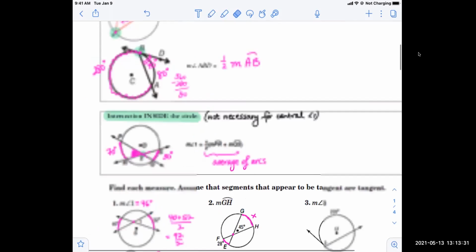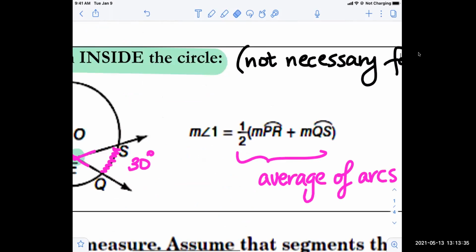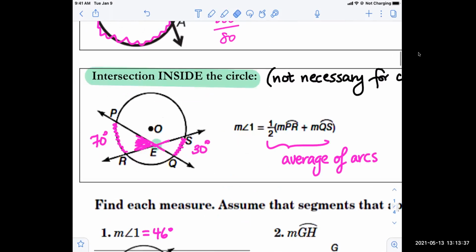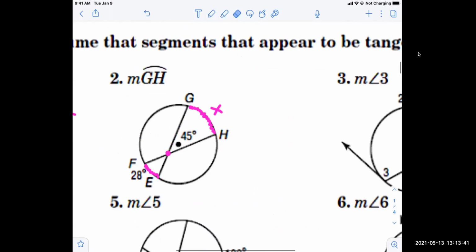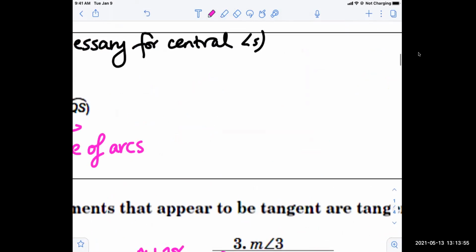So when the vertex is inside the circle, you do what? Okay. Yeah, so it'll be average the arcs. X plus 28 divided by 2 should give you your angle measure. Arc plus arc over 2 equals angle. Okay, if you need to think of it that way, there's arc plus arc over 2 equals the angle.